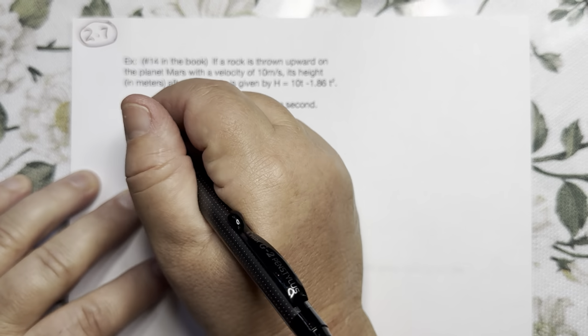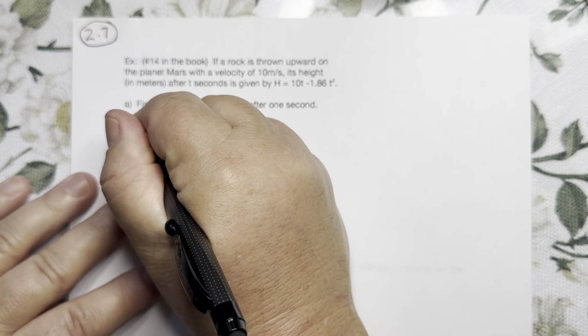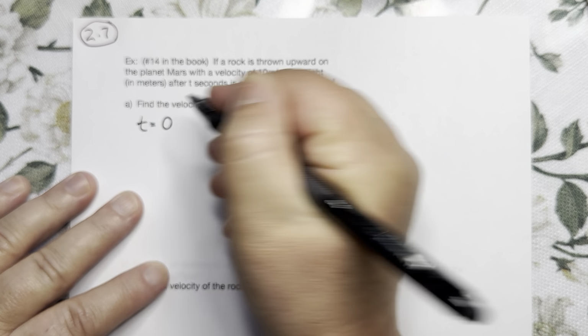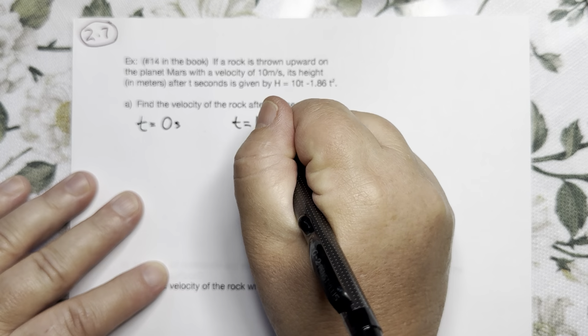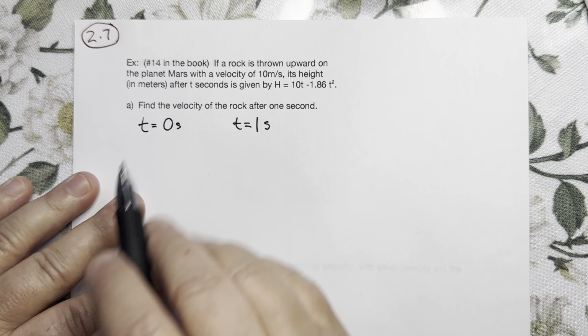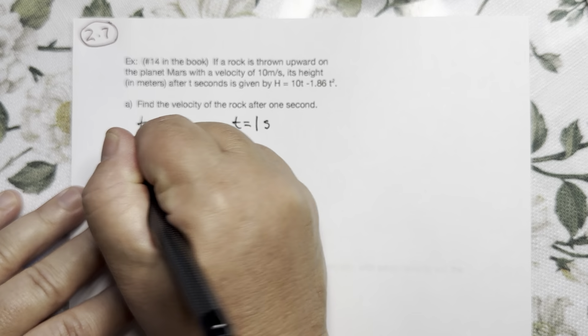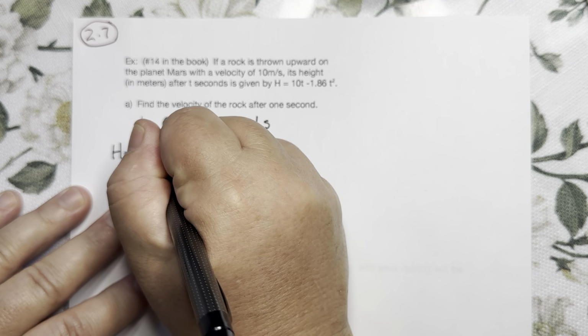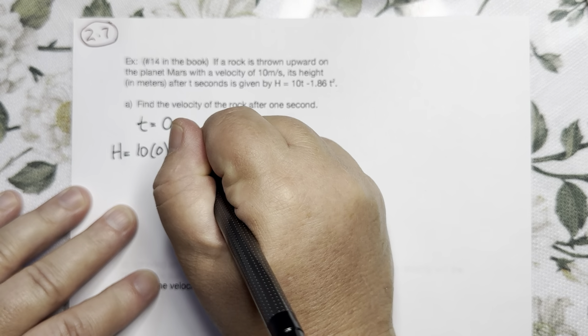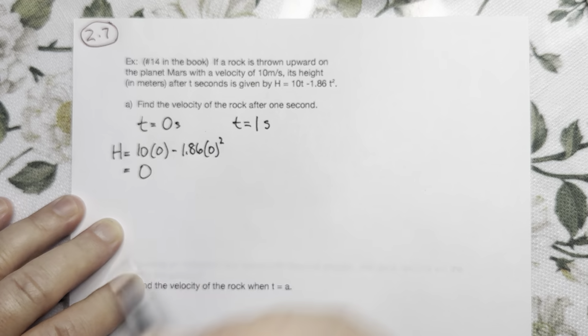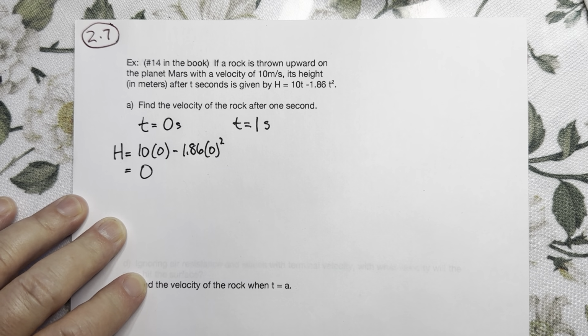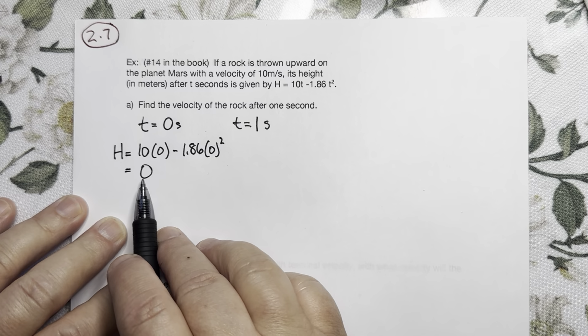So we're going to look at what happens from t equals 0 to t equals 1, and this is in seconds. So at t equals 0, our height is 10 times 0 minus 1.86 times 0 squared. Well, that's just going to give us a big old goose egg there. So the height is 0. So that makes sense. Right before we shoot this rock off of the planet with our little stomp rocket, the rock is on the ground.